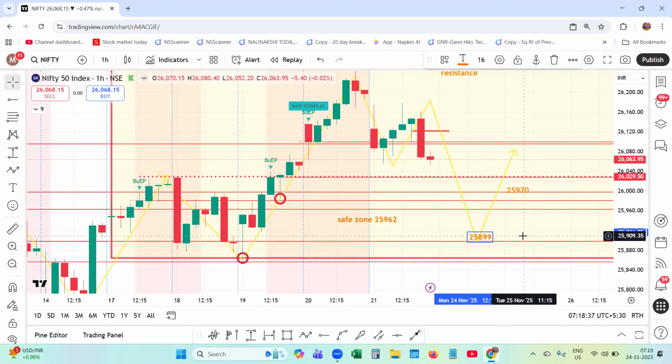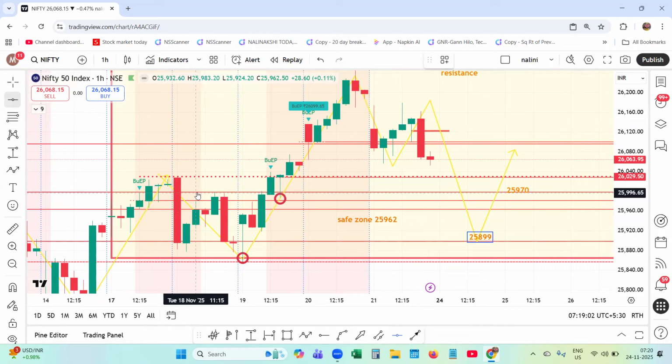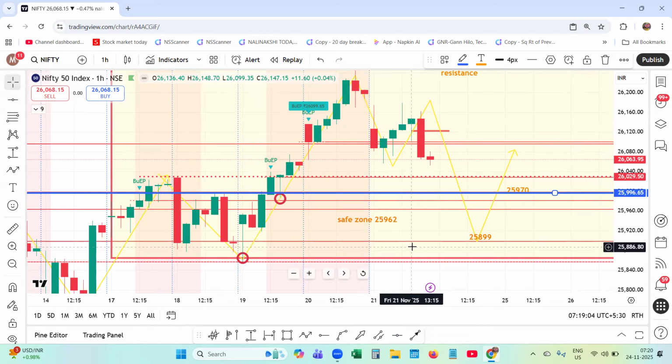This is how these episodic levels and flip levels work. If you identify them with my episodic pivot levels, you can be successful. See, these are the flip levels, acted as resistance, came down, acted as resistance, and flipped. This is the major flip level. So let us mark this level where the make or break level has taken place. 25,996.